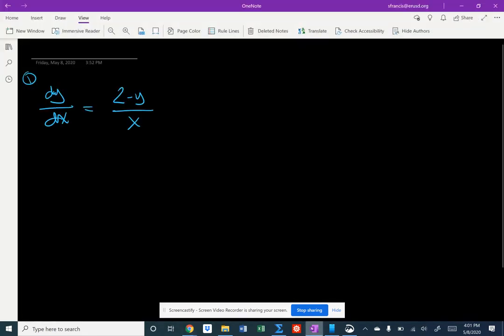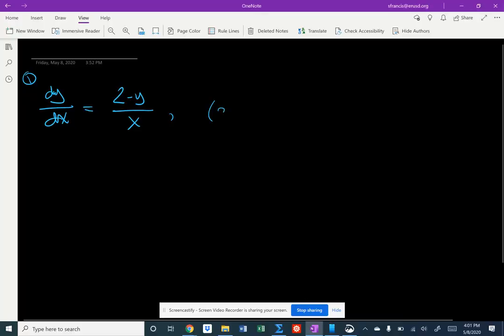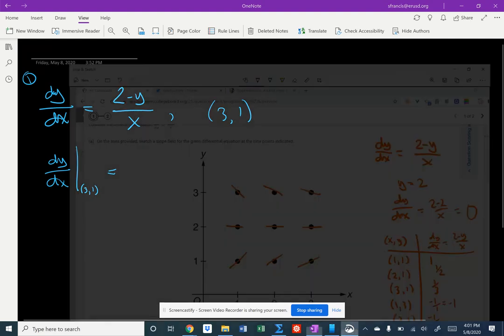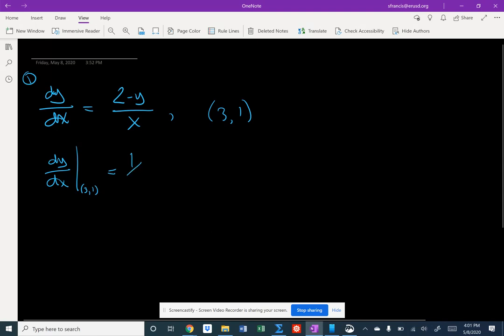Okay, we have our differential equation, and we're using the point 3 comma 1. So I need to find the slope, and I need to plug in 3 comma 1 for x and y. In fact, I just did that, didn't I? Over here, when I plugged in 3 comma 1, I got 1/3. So I'm going to use that result. The equation of the tangent line is going to be 1/3 times the quantity x minus 3 plus 1.